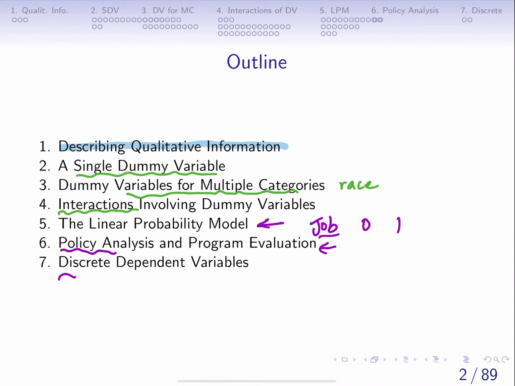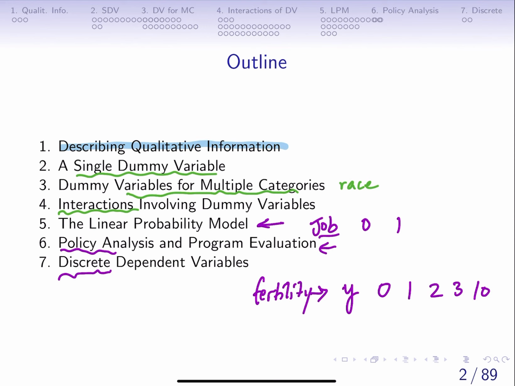And then finally, we will close by talking about discrete dependent variables. So this could be something like fertility, where your dependent variable y only takes values that are discrete. So either you have 0 children or 1 or 2 or 3 or 10 children, right? So fertility is only taking discrete values. And this could also be, let's say, the number of arrests in a year. And again, the dependent variable could take discrete values.